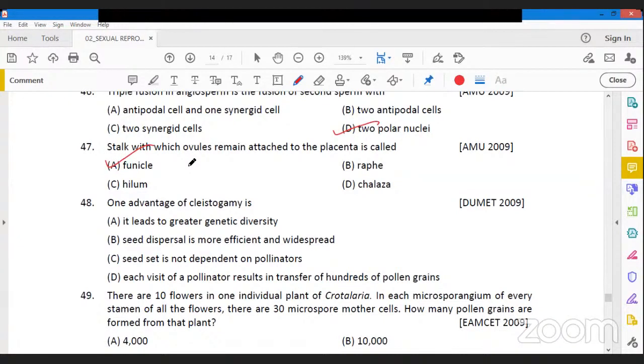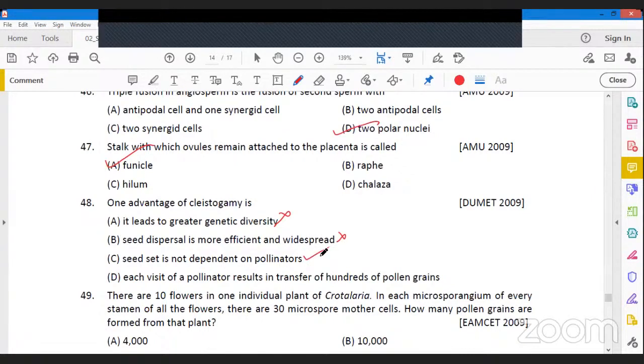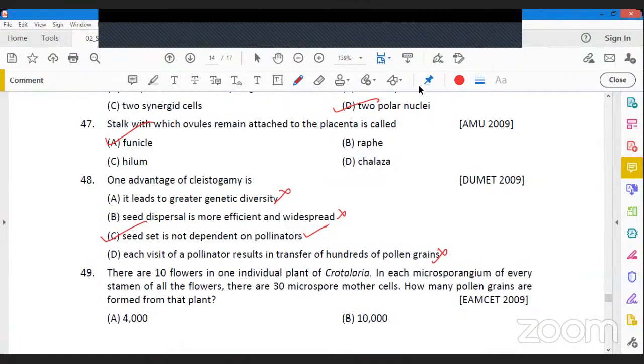Okay, one advantage of cleistogamy is it leads to greater genetic diversity. No, there is no genetic diversity, because it will fertilize within the same flower. So pollination will take place within the same flower. Then seed dispersal is more efficient and widespread. Wrong, it has no relation. Seed set is not dependent on pollinators. True. They don't require pollinators because pollination will take place even before the flower opens. Each visit with the pollinator results in a transfer of pollen with 100 of pollen grains. Wrong. Cleistogamy means no, pollination in the bud condition. So seed set is not dependent on pollinators, which is the correct answer.